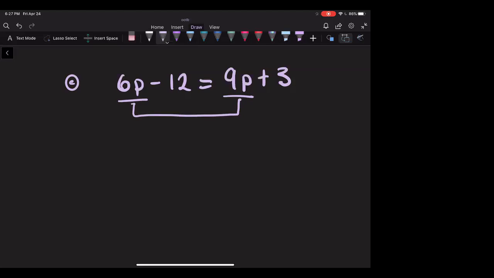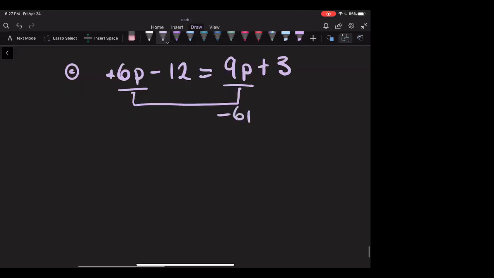Yeah, add it. Hold up. Is this a +6 or a -6? I meant to say subtract it. Yep, subtract 6p. So you have -12 is equal to, what's 9 minus 6? Guys, 9 minus 6? It's 3p plus 3. Now we go to BEDMAS, but backwards.